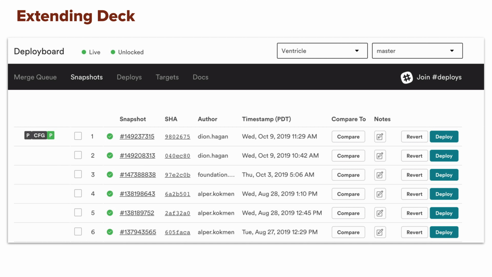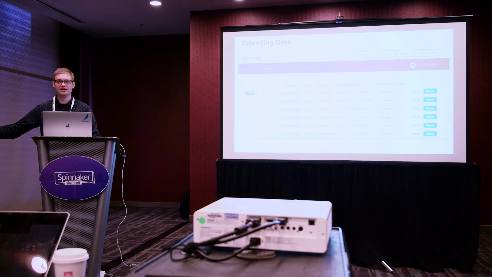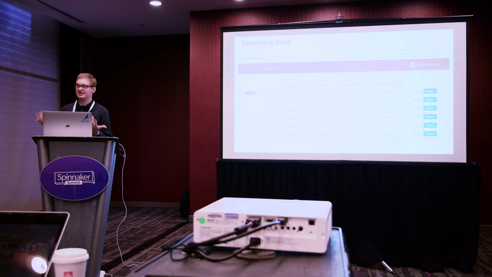So Deployboard has this snapshots view. It basically shows you all of the commits on a certain branch, and then it also shows you where those are at. So the green P is production, so you easily know this build is currently running in production. So we started adopting Spinnaker, and people were like, well, where's my build? What's currently running in production? And so we were kind of missing that view.